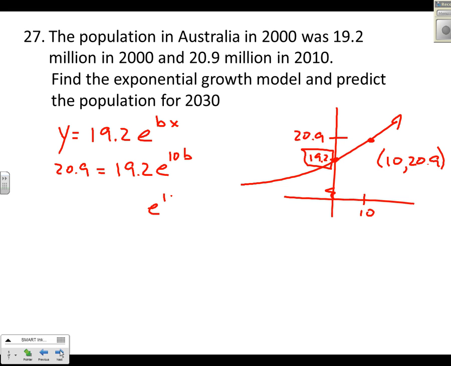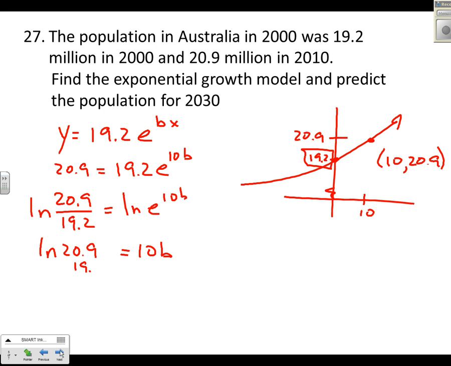Or e to the 10b equals 20.9 divided by 19.2. Take the ln, and I get 10b is ln of 20.9 over 19.2, if you like. Divide by 10, and that's b. That's the exact value of b. We would probably now want to round that. I'm going to say this thing rounds to star.